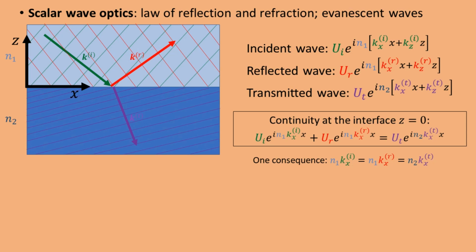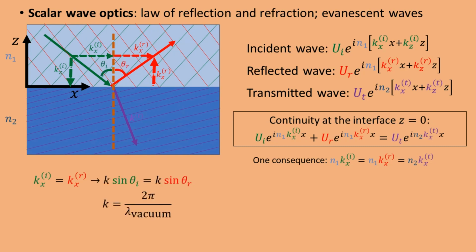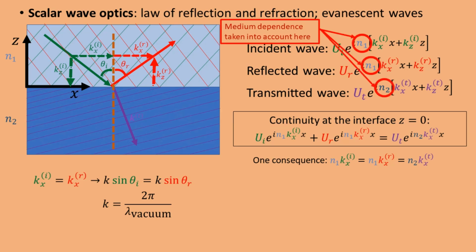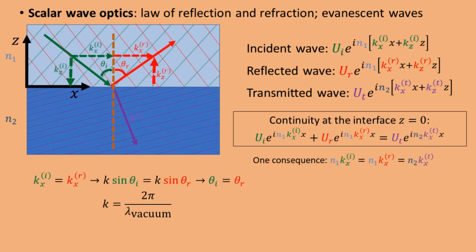Let's see what this implies for the reflected field. We see that the incident kx should be equal to the reflected kx. By drawing the incident and reflected kx and kz in the diagram, we can see that the equation can be rewritten as k sine theta i is equal to k sine theta r, where k denotes the length of the wave vector in vacuum. Note that we use the wave vector in vacuum and not in a medium with refractive index n1, because that has already been taken into account in the complex exponential. We now have an equation that says that the angle of reflection is equal to the angle of incidence, which is once again the law of reflection.